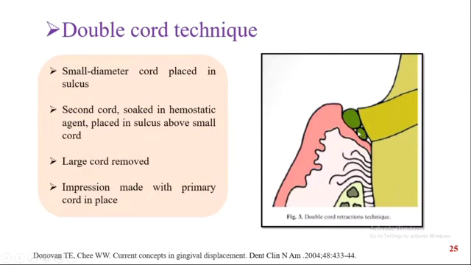Now, in the double cord technique, a smaller diameter cord, non-impregnated, is placed in the gingival sulcus. Over that, a larger diameter cord, impregnated with the chemical agent, is placed. Prior to impression making, the larger retraction cord is removed, and the impression is made with the smaller diameter cord in place. The double cord technique is used for both single tooth and multiple tooth impressions. However, it is advantageous for multiple teeth impressions because the gingival crevicular fluid can seep over the prepared cervical margins of the last tooth prior to the impression making after the cord removal.